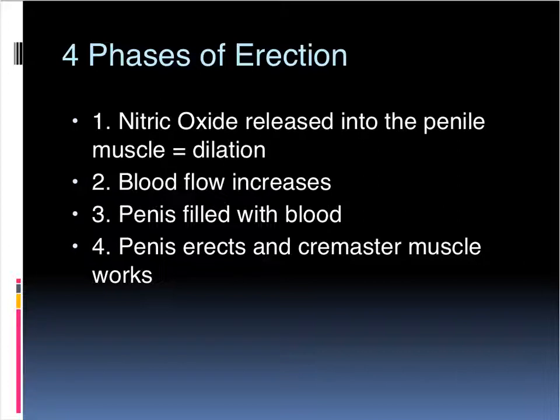There are 4 phases of erection. Number 1, we have the nitric oxide released into the penile muscle that causes the dilation. Number 2, we have the blood flow increasing. Number 3, the penis becomes filled with blood. And number 4, the penis erects and the cremaster muscle works and contracts.